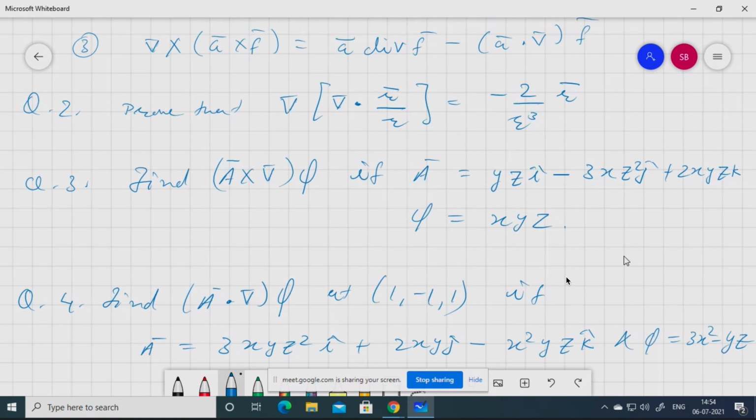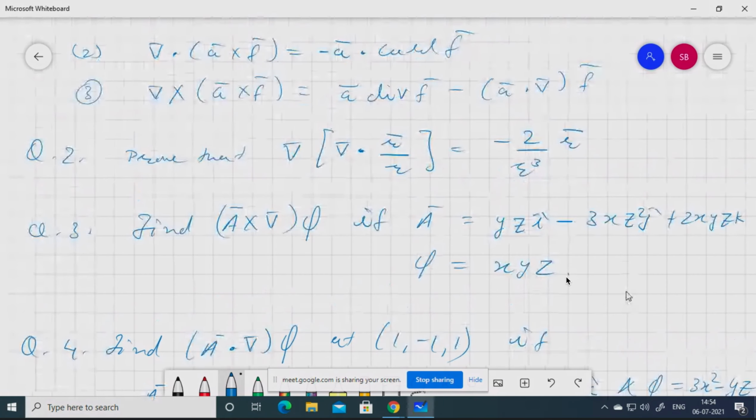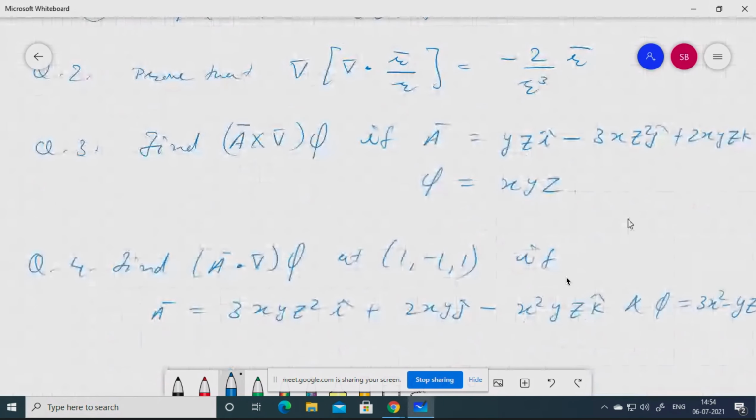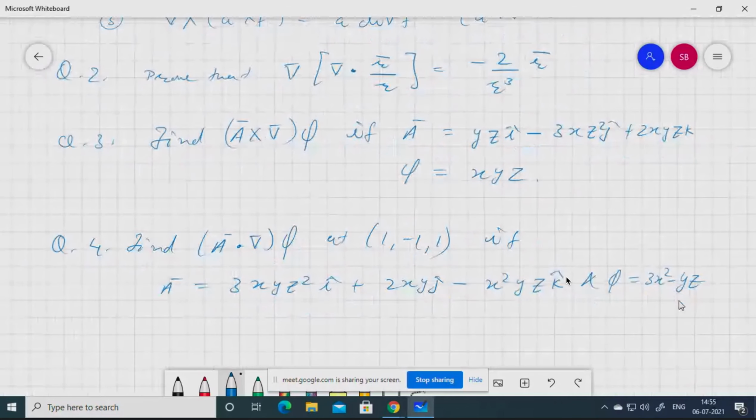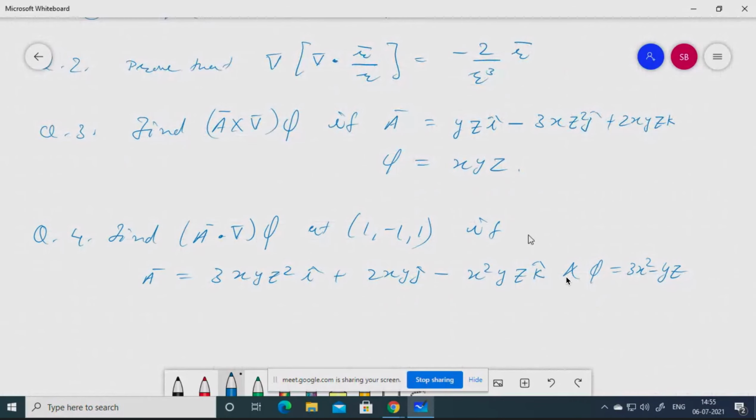Should I move this one screen, or you have already written the previous ones? All problems? So try to prove those identities and these problems. You will include them in the assignment notebook. So that's it for today. If you have any doubts, you can ask. Otherwise, I'll take the attendance.